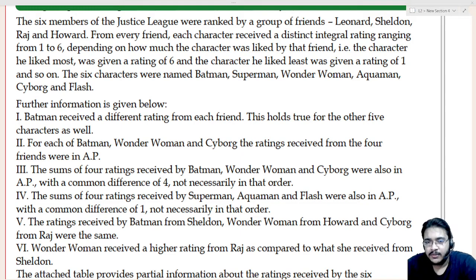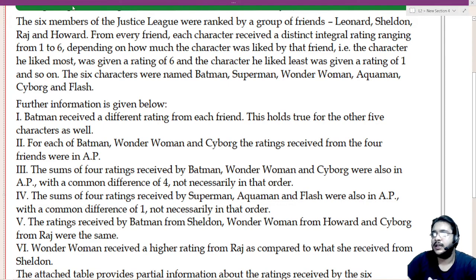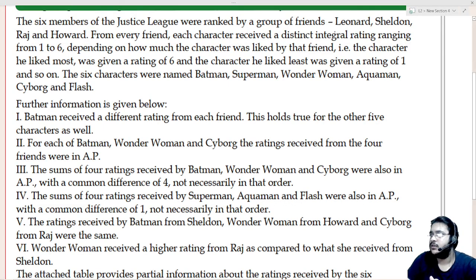So what I can see from the very first line of the set itself, it says that the 6 members of Justice League were ranked by a group of friends: Leonard, Sheldon, Raj and Howard. Now the thing that you need to understand is that this is kind of a Sudoku set that I can understand from the very beginning. Justice League members are there. I can see a Batman also, a Wonder Woman also, and a lot of these Big Bang Theory characters. Even if you don't know the Big Bang Theory and all, that's completely fine. That is not really going to help you in any which way.